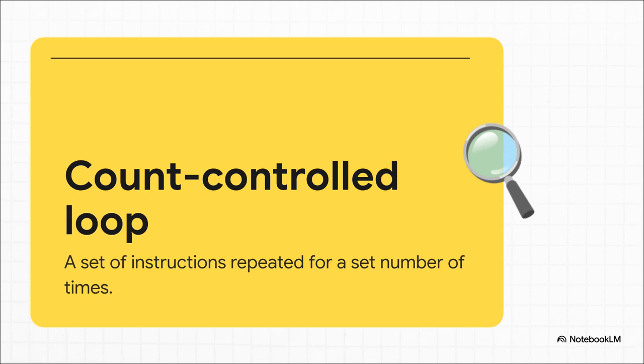So, the official name for this is a count-controlled loop. But in a lot of programming languages, you'll just hear it called a for loop. And its job is super simple. Take a block of instructions and repeat it a specific number of times. That's it. No more copying and pasting.